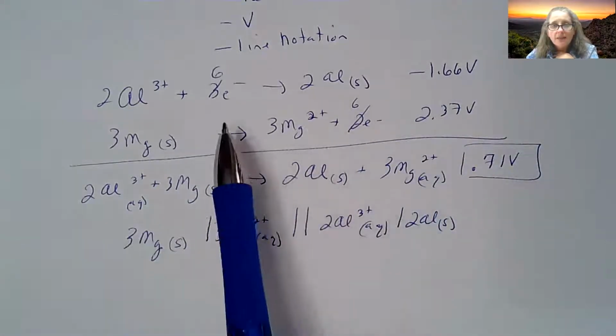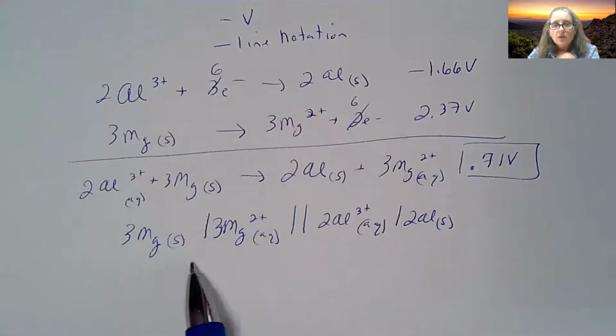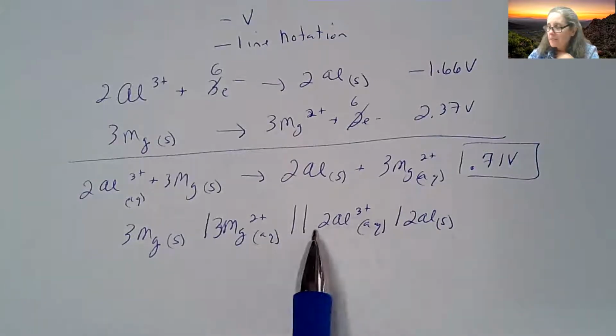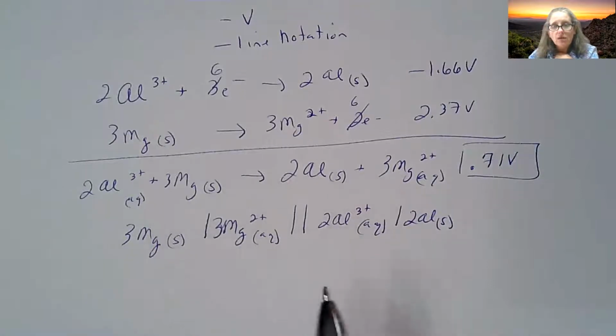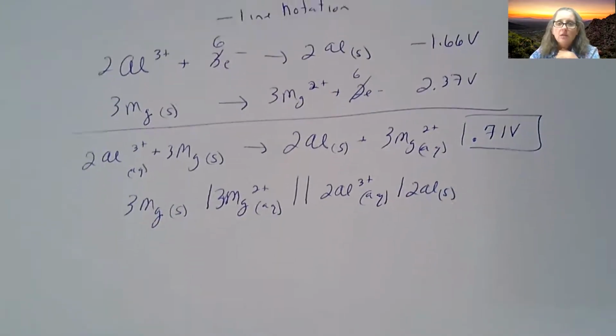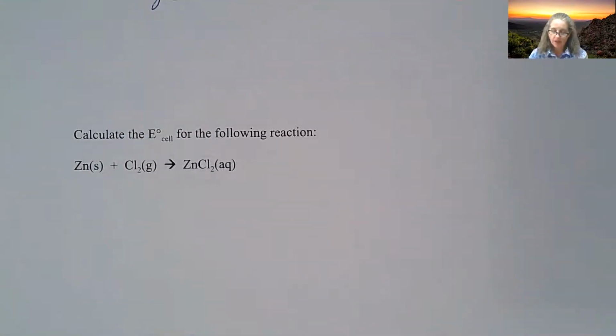In order to balance the electrons, you needed to multiply by 2 and multiply by 3. So in your line notation, please be sure that you do include the balancing as well. Whatever is in front of your net ionic equation needs to be included in your line notation. We haven't had many examples of that, so that's why I use this one. The next two problems are the same kind of thing, just in different formats.